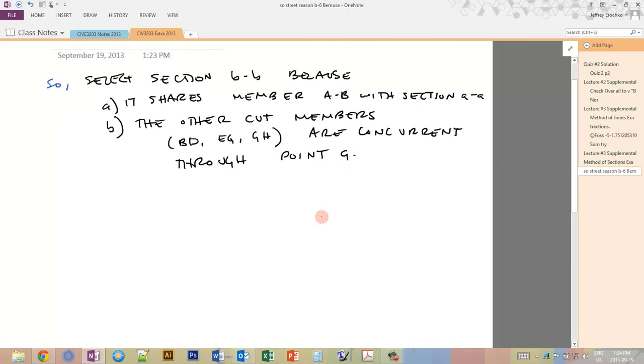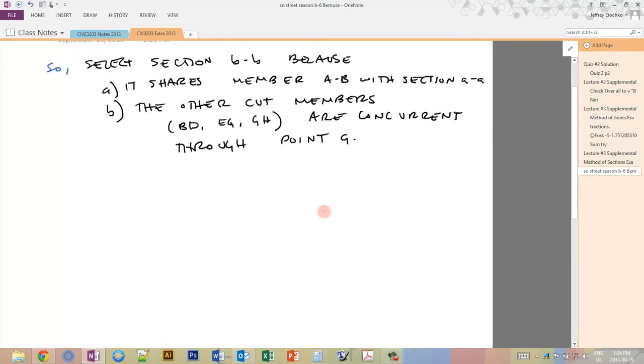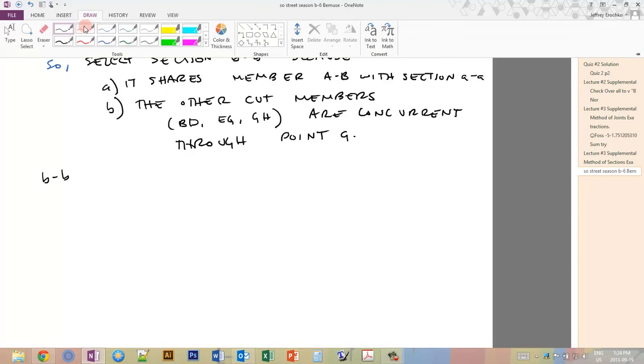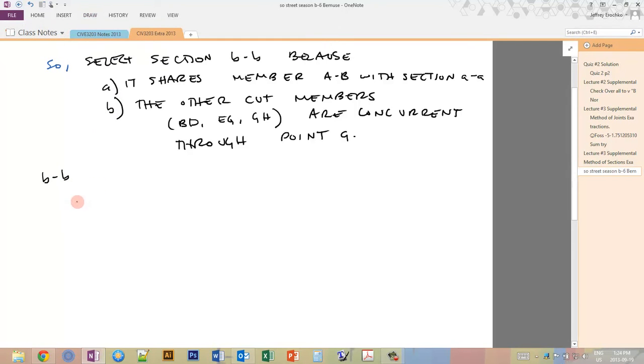All right, and so that's all that the trick is, and once we know that trick, then we can solve this problem. So let's go for BB. We're going to look at this section cut, so let's draw it. Okay, it's going to look something like this.